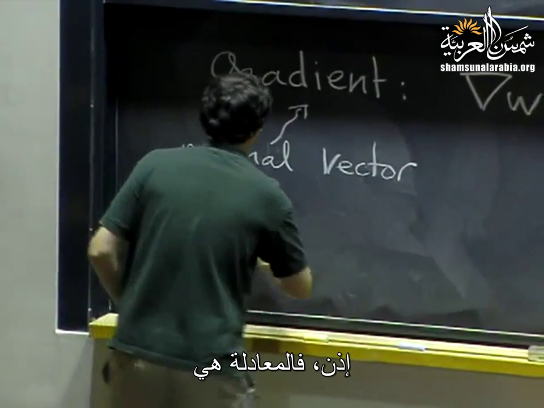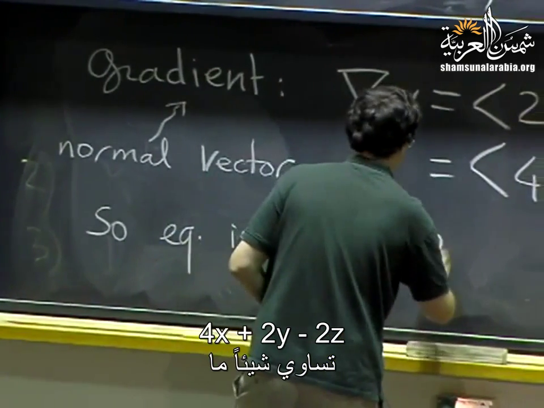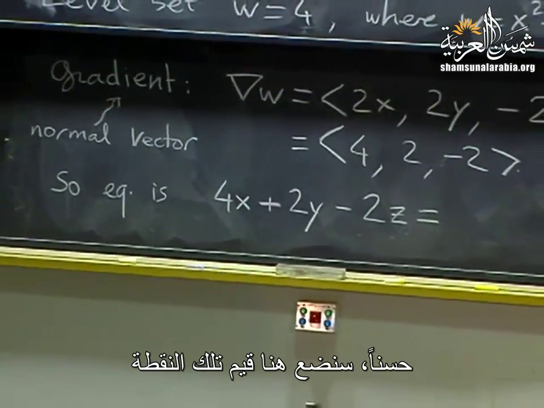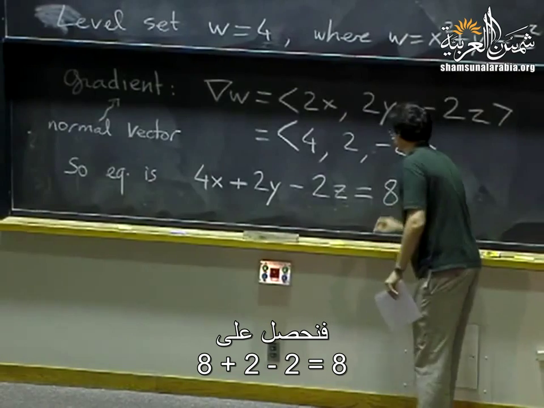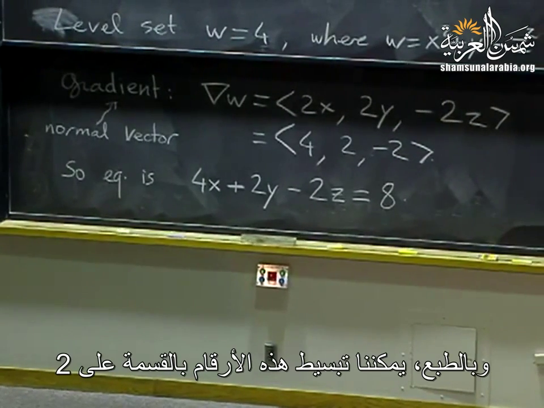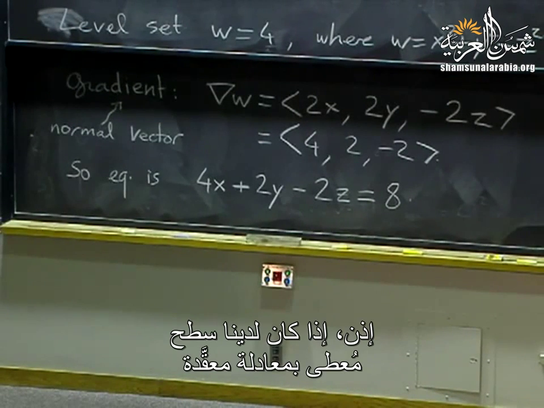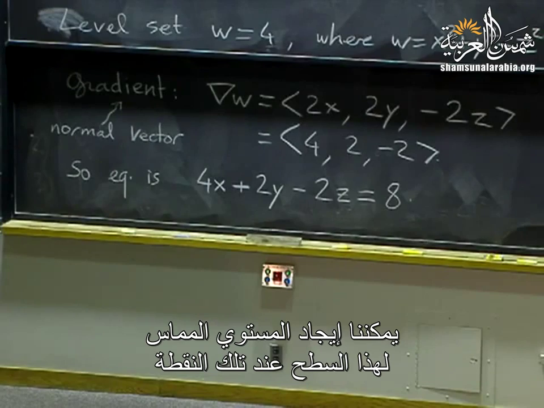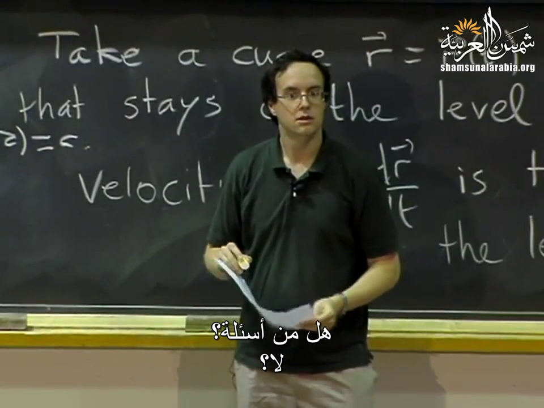Okay, so the equation is 4x plus 2y minus 2z equals something, where something is, well, we should just plug in that point. We'll get 8 plus 2 minus 2. Looks like we'll get 8. Of course, we could simplify by dividing everything by 2, but it's not very important here. So now if you have a surface given by an equation and a point on the surface, you know how to find the tangent plane to the surface at that point. Any questions? No?